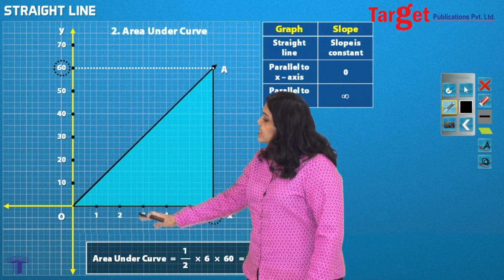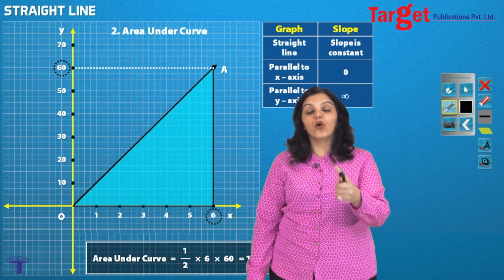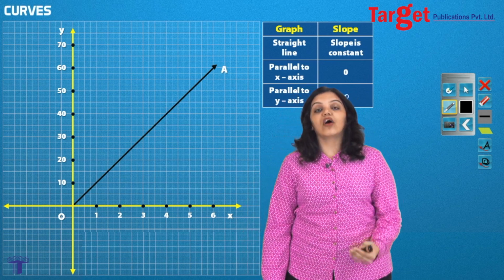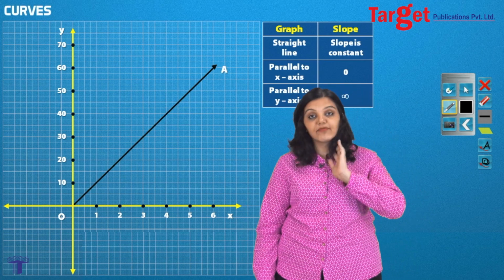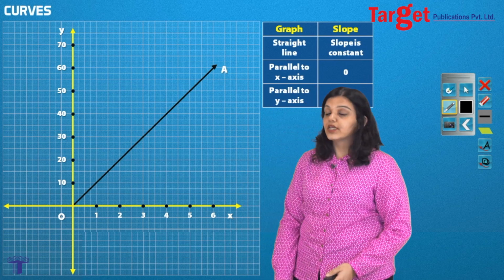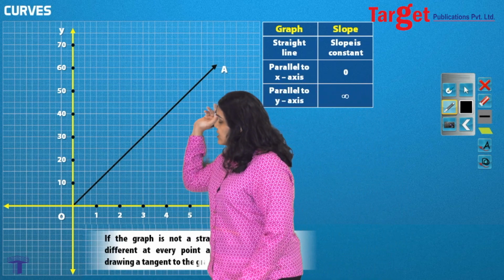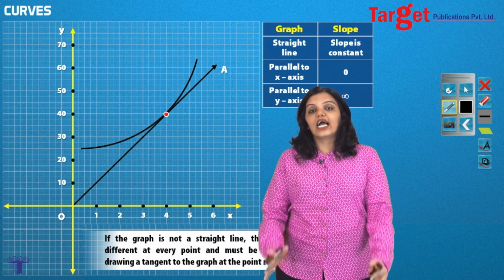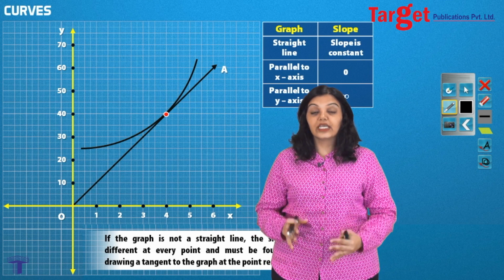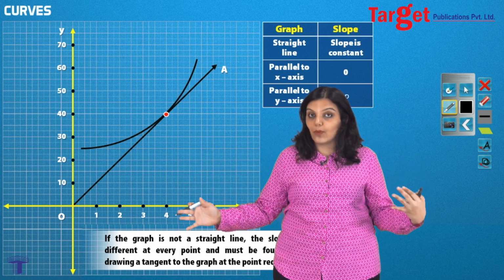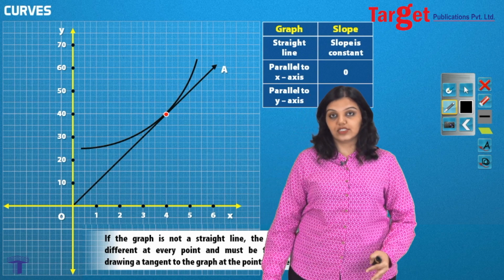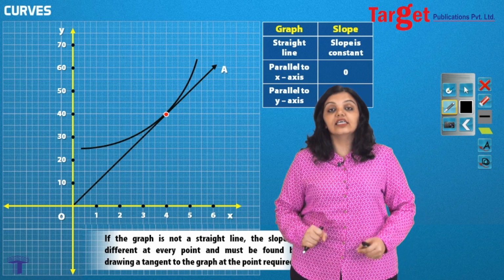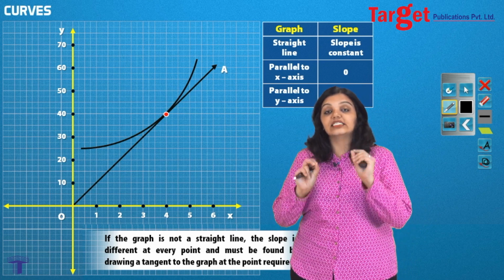Now this is what I wanted to revise with you, the 2 main properties of graphs, that is slope and area under curve. Now the next question is, what happens if my graph is not a straight line? Obviously, like I said before, you're not always going to have a straight line. What happens if my graph is a curve? In the case of a curve, what you must do is to realize that curves don't have constant slopes. Let me recap. Straight lines have constant slopes, but curves do not have constant slopes. In case of a curve, that is in case of a graph which is not a straight line, the slope will be different at each point.